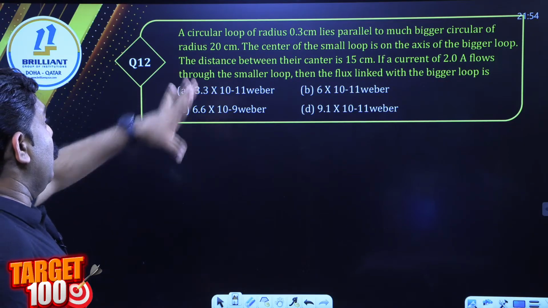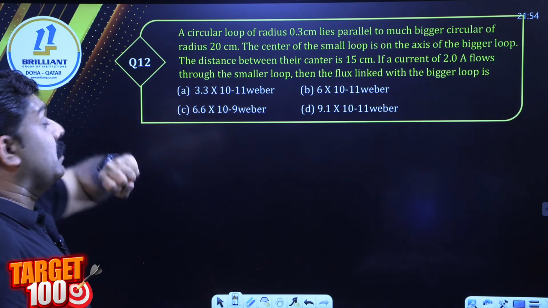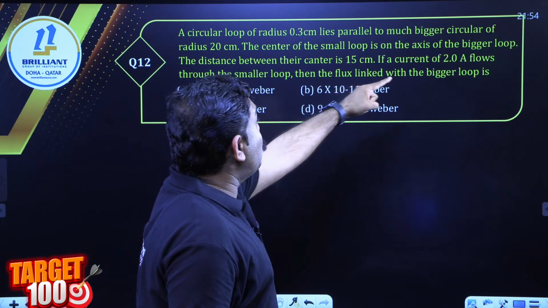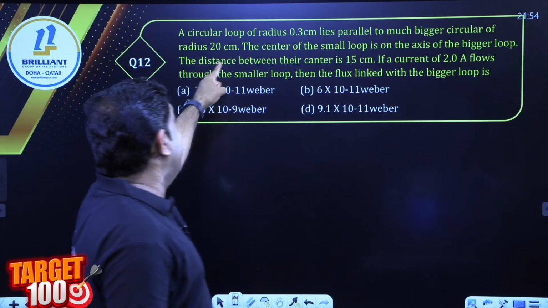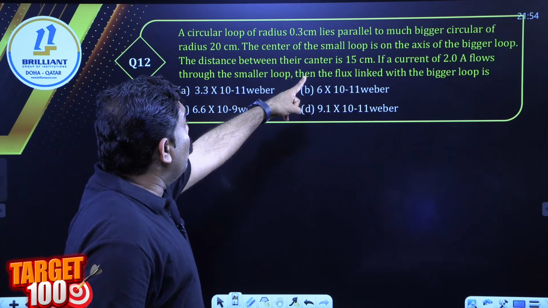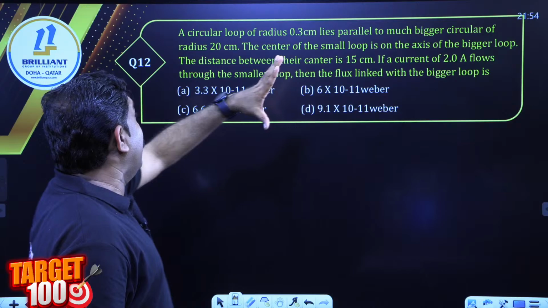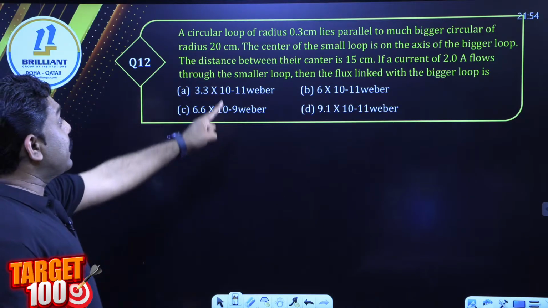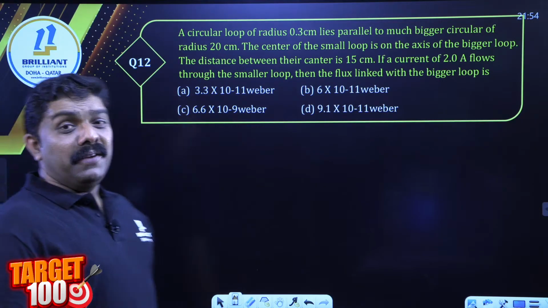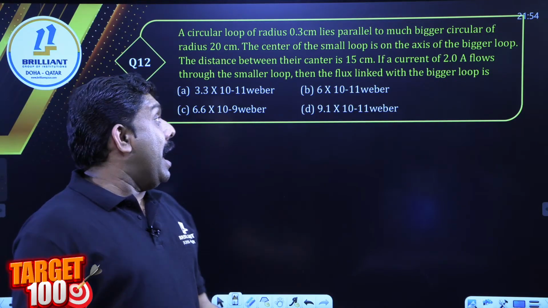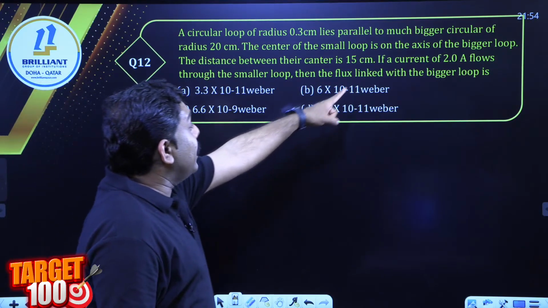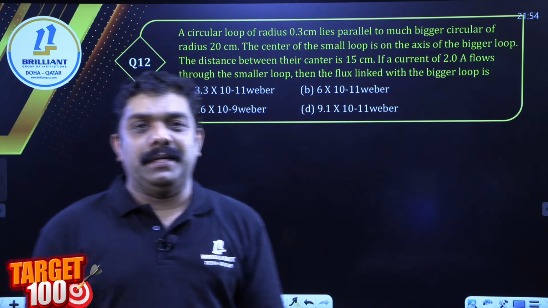A circular loop of radius 0.3 centimeter lies parallel to a much bigger circular loop of radius 20 centimeter. The center of the small loop is on the axis of the bigger loop. The distance between their centers is 15 centimeter. If a current of 2 ampere flows through the smaller loop, then the flux linked with the bigger loop is.